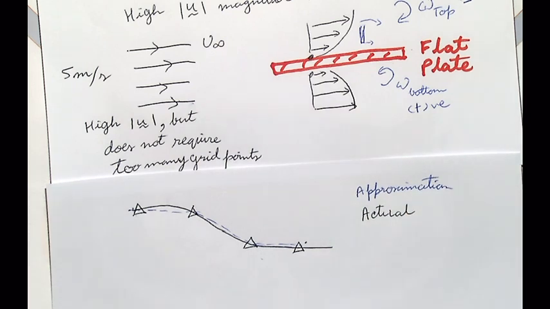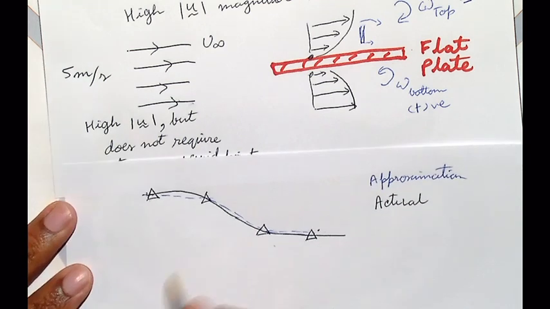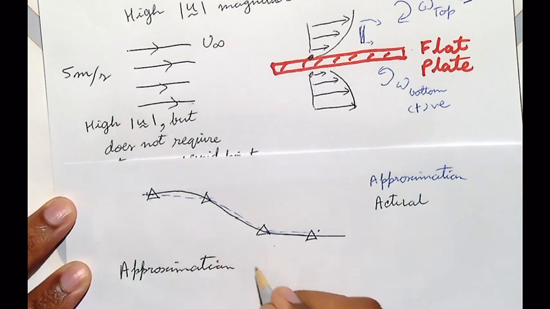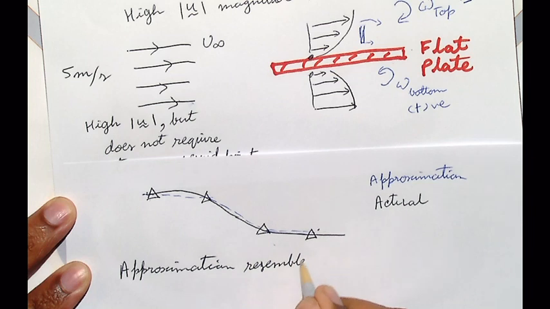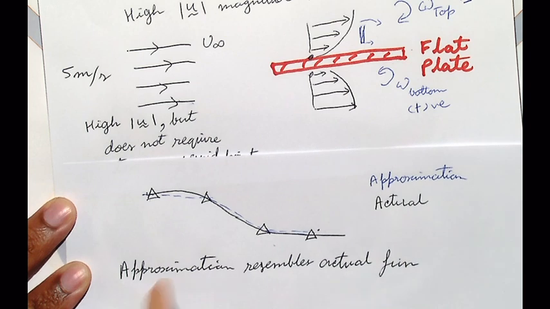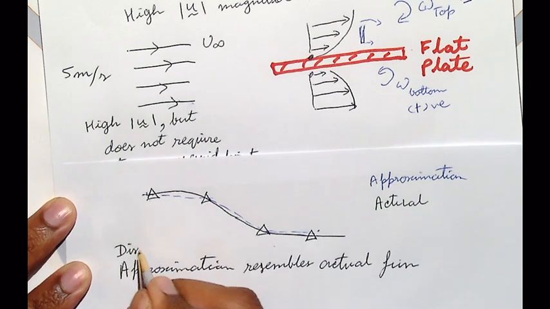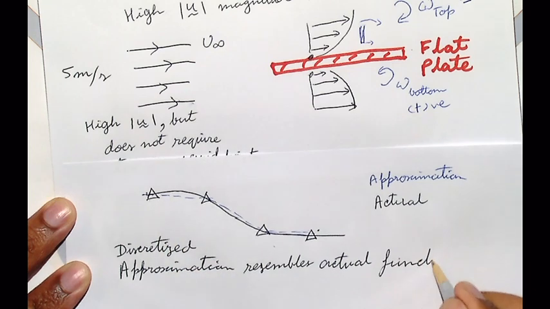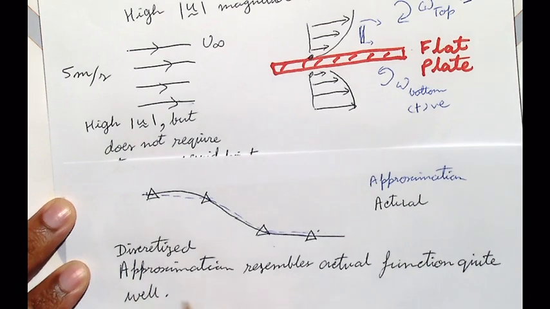And that happens because things change slowly. Okay? So let's see. The approximation resembles the actual function, and the approximation is a discretized approximation. It resembles the actual function quite well. The reason is the function changes slowly.